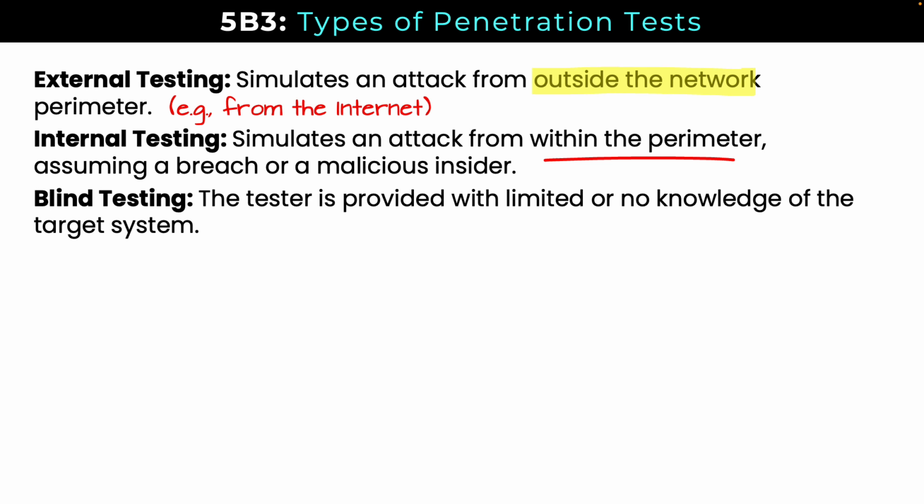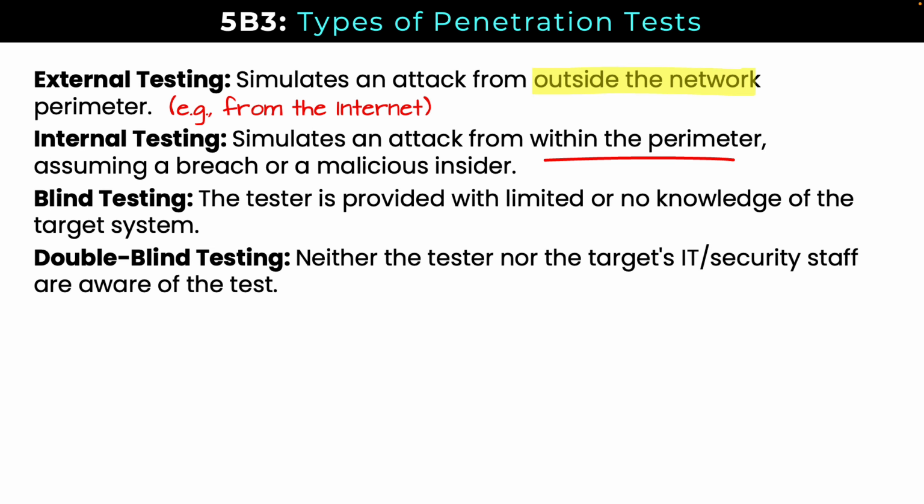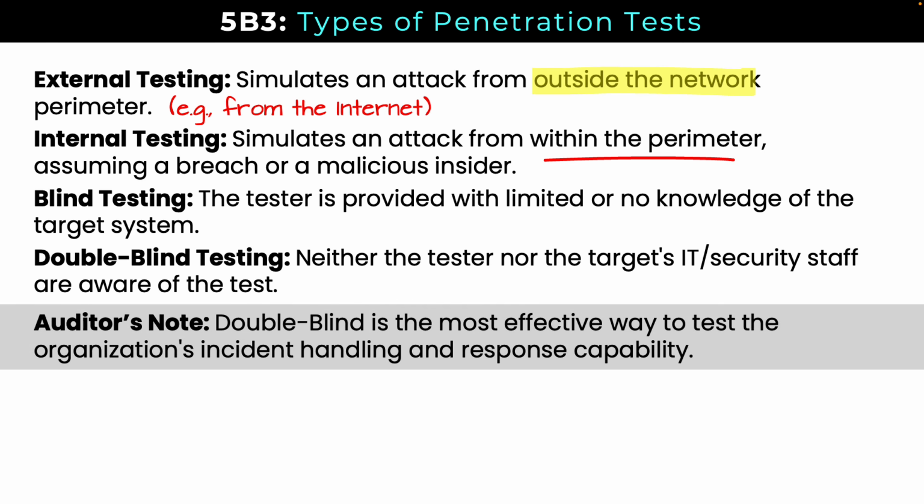And then there is double-blind testing, where neither the tester nor the target's IT or security staff are aware of the test. In fact, virtually nobody within the organization has any awareness other than perhaps senior management that arranged this test. So the folks within the organization didn't know it was coming, so we have a more realistic test of their readiness and response. So from an auditor's perspective, note that the double-blind is the most effective way to test the organization's incident handling and response capability in a realistic fashion.